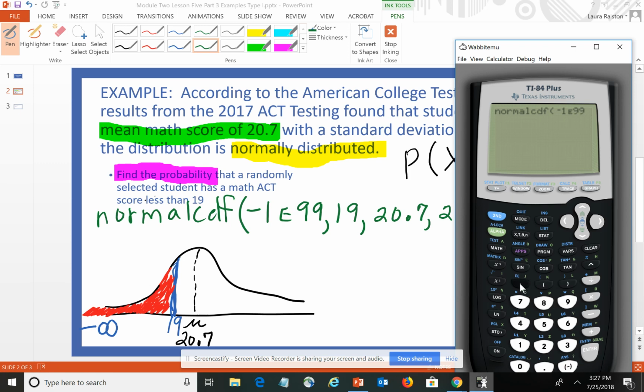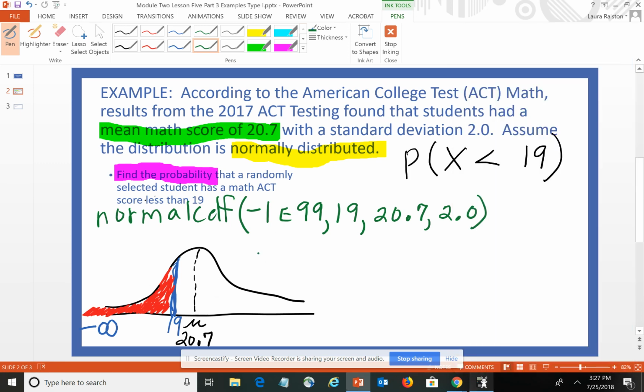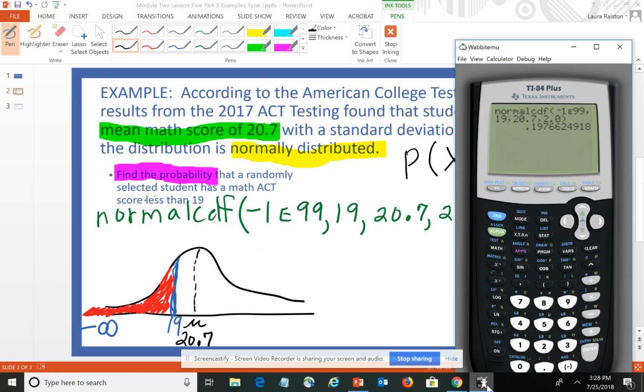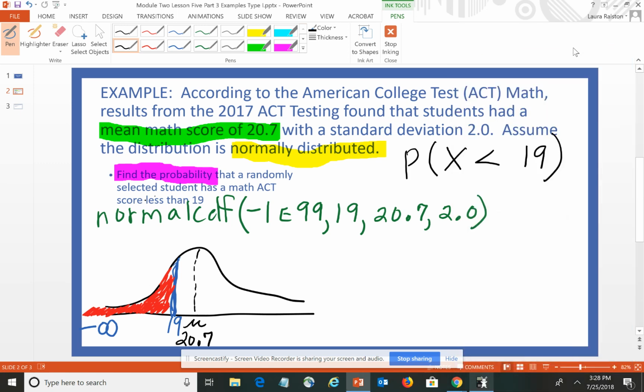9, comma, 19, comma, the mean of 20.7, comma, and then the standard deviation of 2, and we close the parentheses and hit enter. And so we end up with a value of 0.1977 when you round it to 4 decimal places, and that's how we always round it.